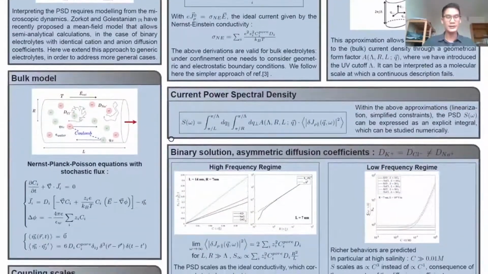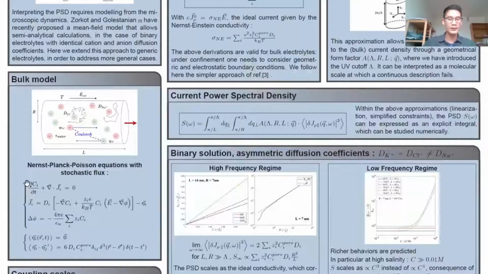We start the analytical work with the continuous mean field approach, which describes the concentration fields of each ionic species in an implicit solvent, and couples Fickian diffusion and Coulombic interaction through the Nernst-Planck-Poisson equations, and we add to that a white noise stochastic component that models the collisions between the ions and the solvent.